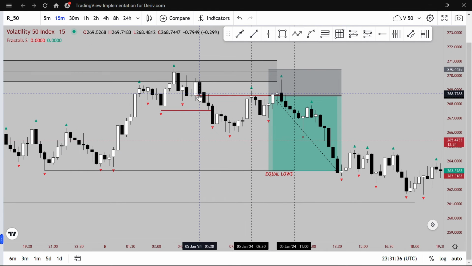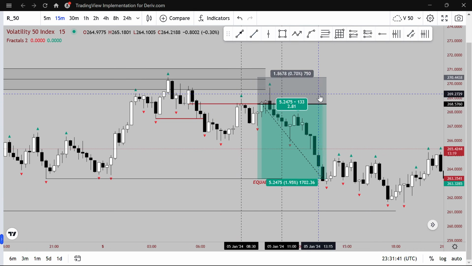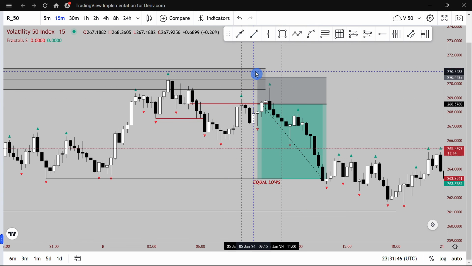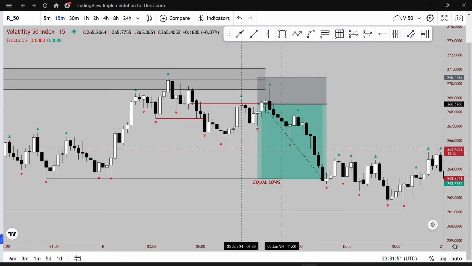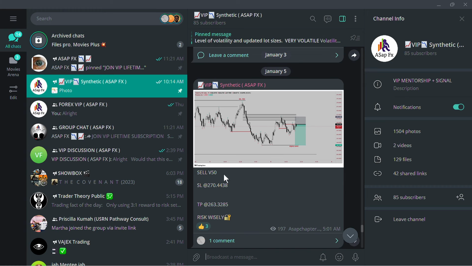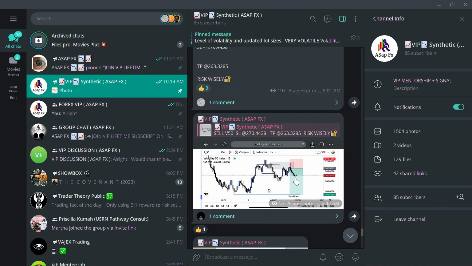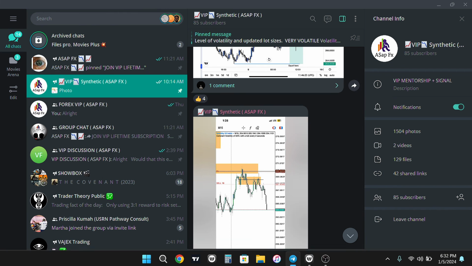So price came into my order block right there, and I sent the signal to the VIP community to sell. Our target was this equal lows that you see here, and you can see it was smashed in no time for a 2.8 risk to reward. Now let me quickly show you the signal, okay, that I shared with the community. Here was the signal: sell volatility 50, stop loss, TP, and then right there, this is where we sold. Okay, if you want to see executions, these are executions. Okay, we started selling, and our profits were smashed.